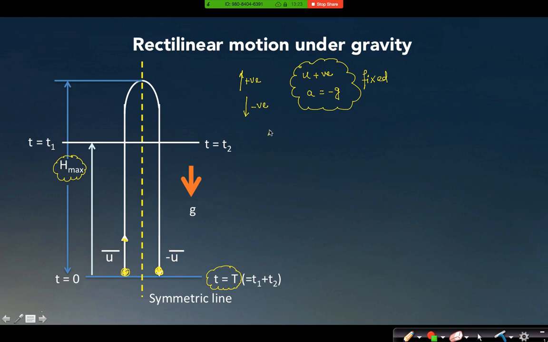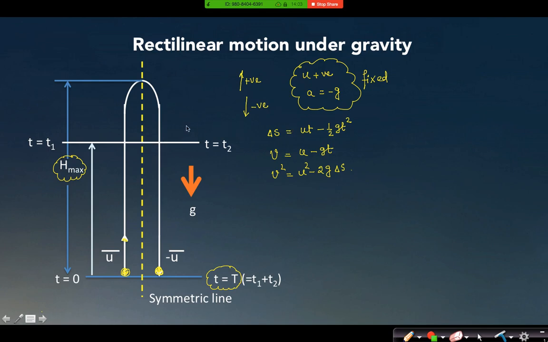So what is the displacement equation I can write? Delta S equal to ut minus half gt square. That will be your displacement equation. And what will be the velocity equation? V equal to u minus gt. And what will be the v square equation? V square equal to u square minus twice g into delta S. Right? I hope that you all have understood these equations, how we have written them. Is there any doubt in these equations? Anyone? Okay.